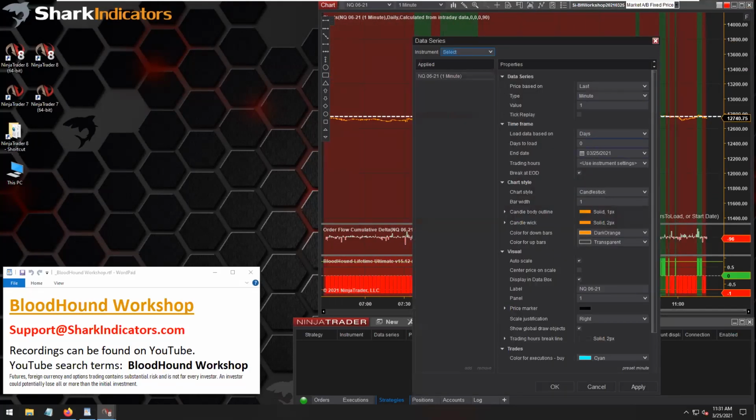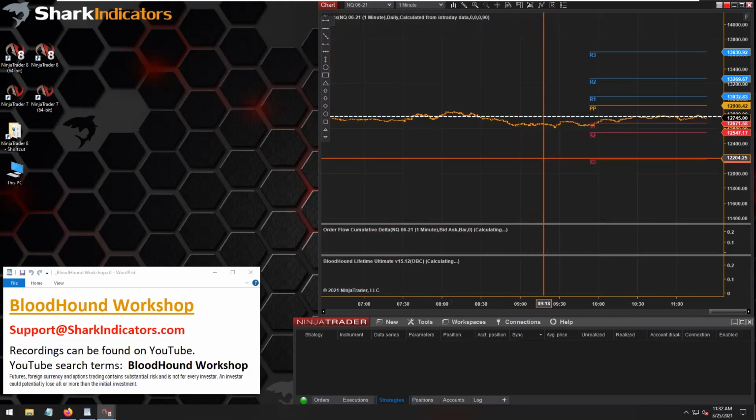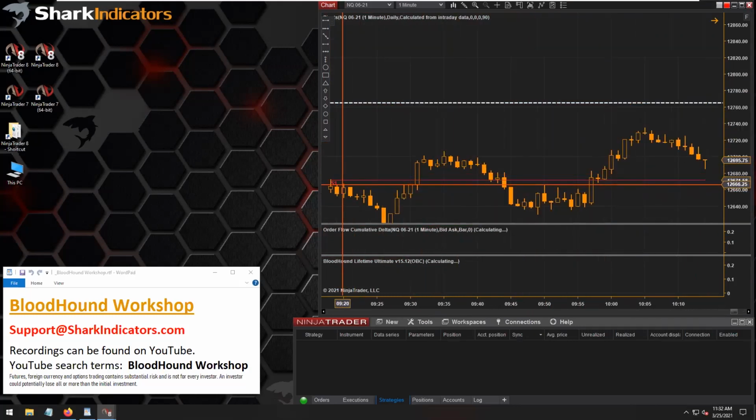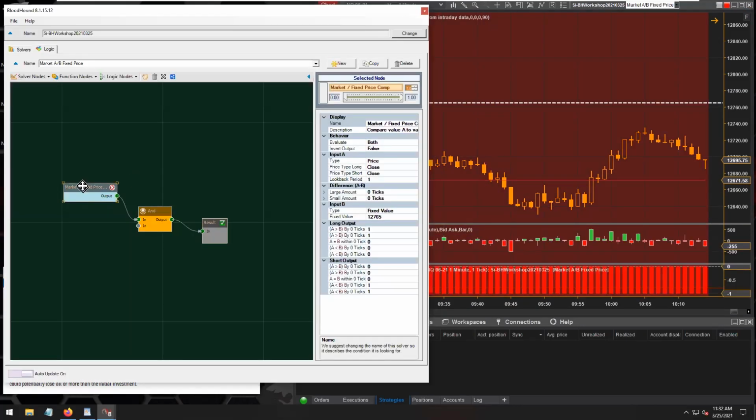Oh, not enough data on my chart. Let's put a couple of days of data on that chart. There we go. So we have the S1 line here. We're just waiting for the cumulative delta to be calculated. Okay, so we can go into this comparison solver here.